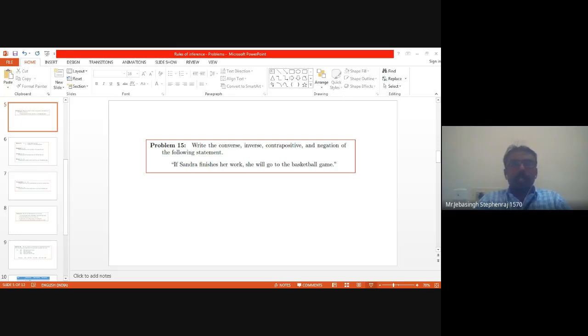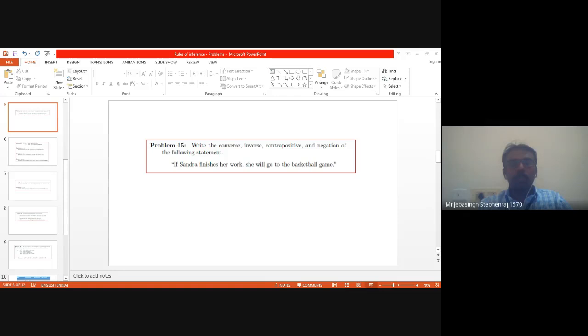For this conditional statement, we have to write the converse, the inverse, the contrapositive and the negation. Before you write all these, first use variables and write the given statement. What are the atomic statements in this compound statement? How can you break this compound statement into smaller statements or atomic statements?